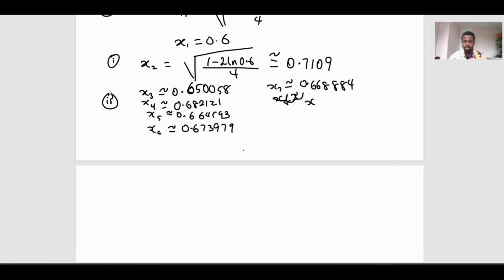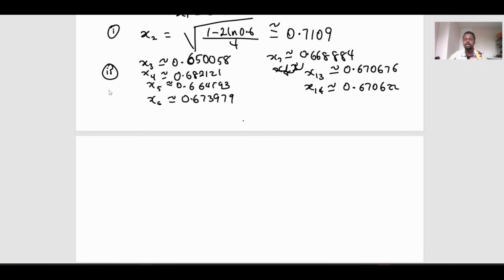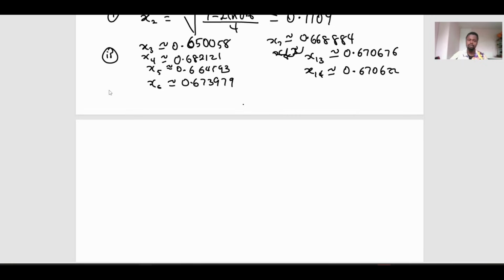I continued till I got to X13. X13 gave me 0.670676. Then I went ahead to X14. X14 gave me 0.670622. Now observe, if I approximate these two to four decimal places, I am going to have the same answer. So that is when I say I have the value of alpha. So alpha is 0.6706. And that's it. You continue the iteration until you have two values that are the same to your degree of approximation.